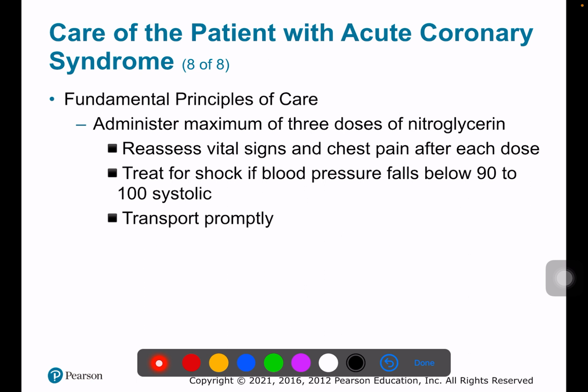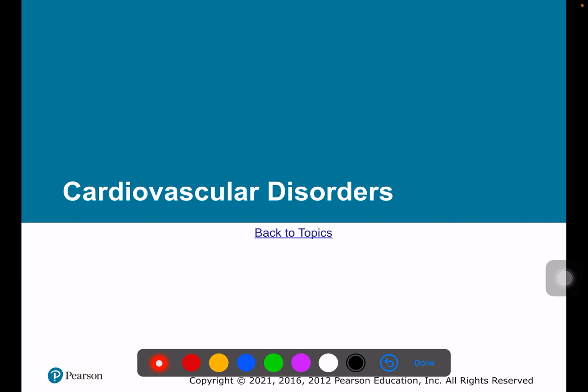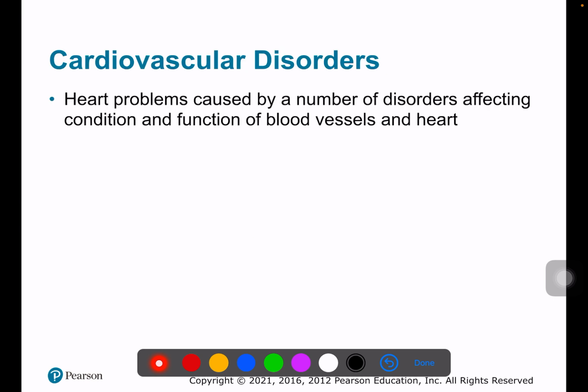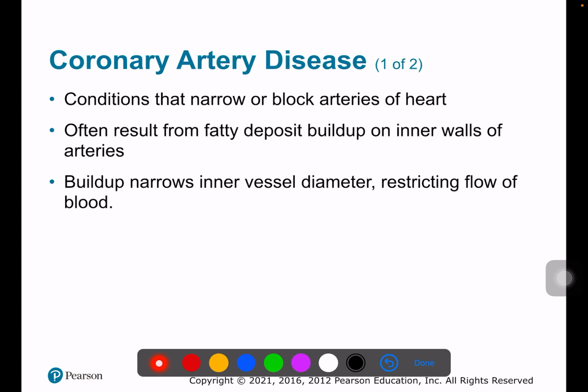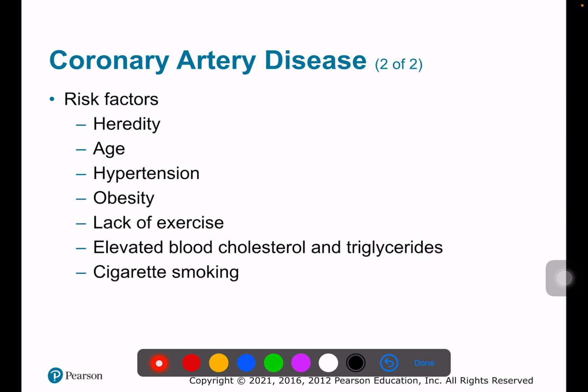So fluid replacement. Disorders that you're going to see: heart problems caused by a number of disorders affecting the condition and function of blood vessels. Conditions that narrow or block arteries often result from fatty deposits building up on inner walls. So basically blood clots. It narrows the inner vessel diameter, restricting flow. So again, the hose is getting clogged, so water can't get through, right? So vessels are getting clogged, so blood can't go.